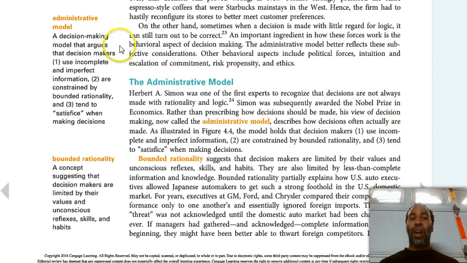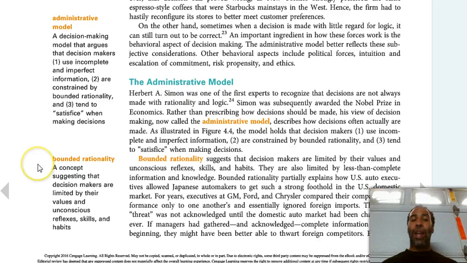So administrative model, a decision-making model that argues that decision makers, one, use incomplete and imperfect information. 100% true. I make a lot of decisions off of incomplete and imperfect information. Number 2, are constrained by bounded rationality. And 3, they tend to satisfice when making decisions, meaning that I find a solution, right? But I'll say, you know what, that solution works, so let's roll with it. But I really should find the best answer. I don't want to find just an alternative. I want to find the best alternative.